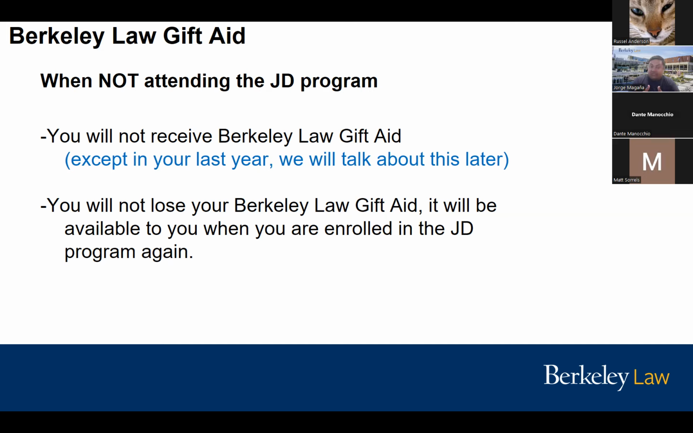Once you come back to the JD program, once you're enrolled in the JD program again, then you will get that semester's worth. You won't get the entire year, but you're going to get that semester. If you do spring only and you've got 30 a year, then you're going to get 15. If you do fall and spring, you're going to get 15 and 15, which would equal the 30 that you originally received.